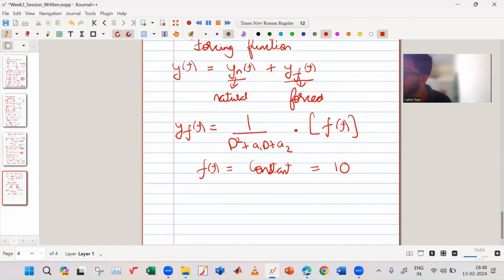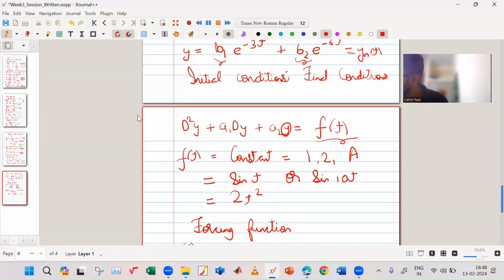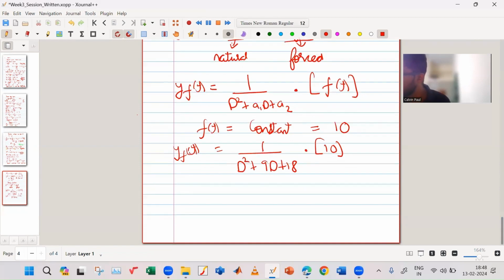Now we will use our previous example. What was the value? 9 plus 18, right? So y f of t is 1 upon d square plus 9d plus 18 into 10. Now what do we do? We first factorize it. This comes out to be 1 upon d plus 3 into d plus 6, into 10.